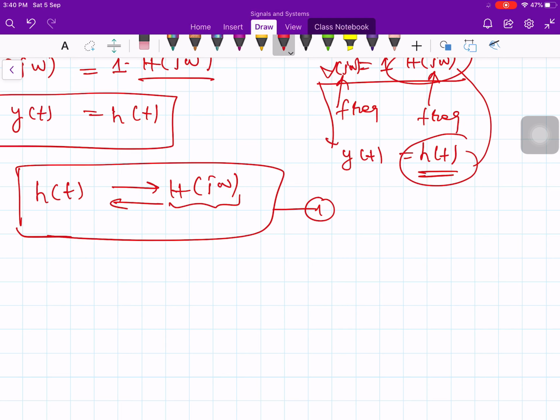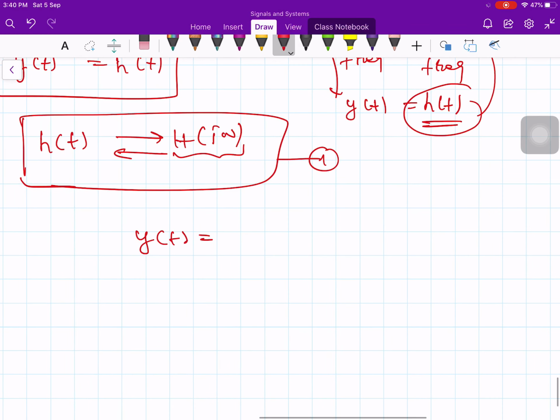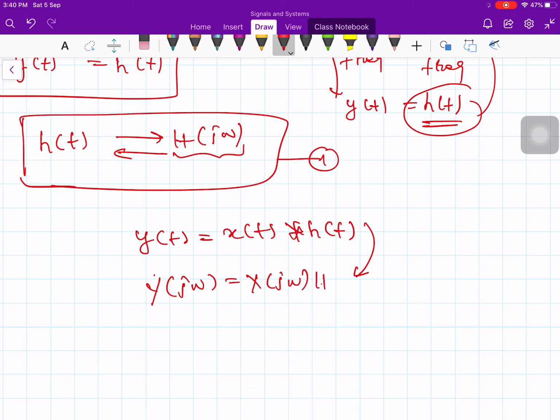Okay. So, now this idea ties nicely with our convolution property. If you recall from our earlier discussion, I mentioned that the output can be thought of as a convolution with the impulse response, right? So, y of t can be thought of as x of t convolved with the impulse response h of t. In the frequency domain, it becomes y of j omega equal to x of j omega times h of j omega. Convolution becomes simply a multiplication. So, that is exactly what we had in one of the previous lectures.